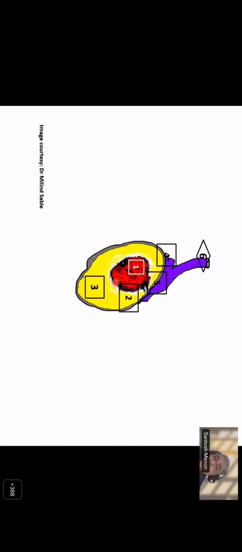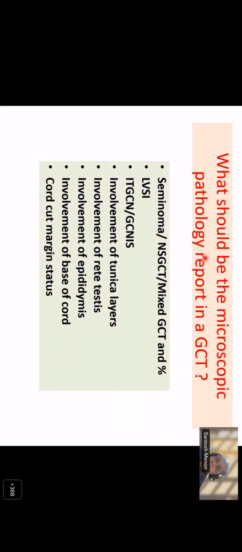This is just a picture to show how you gross the testis. It is important that you take the tumor, and you take sections away from the tumor, because you will see germ cell neoplasia in situ in about 90% of cases, which helps you confirm that this is indeed a germ cell tumor, especially if you have a very limited section of the tumor. A section from the normal testis which shows GCNIS can help you in diagnosing the germ cell tumor. To take sections from the epididymis, the base of the cord and the cut section of the cord is important. So these are the basic things which you see in a microscopic pathology report in a GCT.